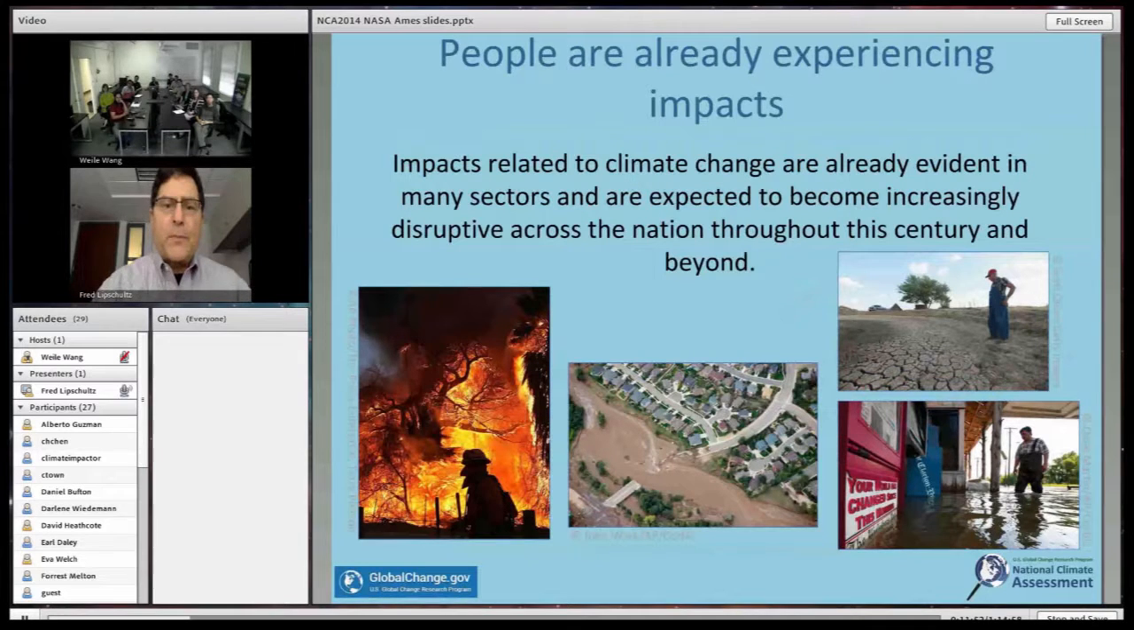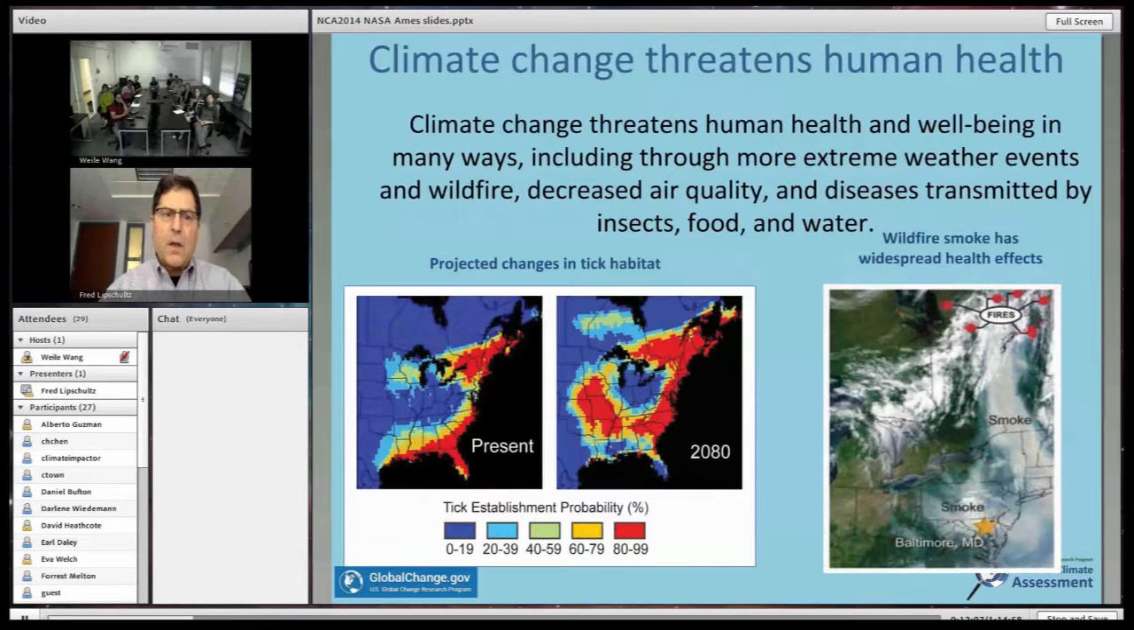So people are already experiencing these impacts in many economic sectors, but also in regions all across the nation, and are becoming increasingly disruptive. One of the significant parts in the report has to do with the fact that climate change directly threatens human health in a wide range of ways, not just the obvious ones through extreme weather events and wildfires, but also things like air quality and diseases.